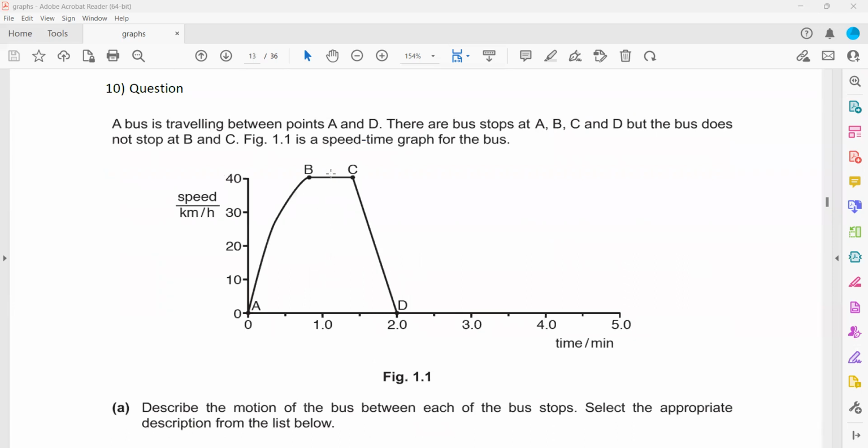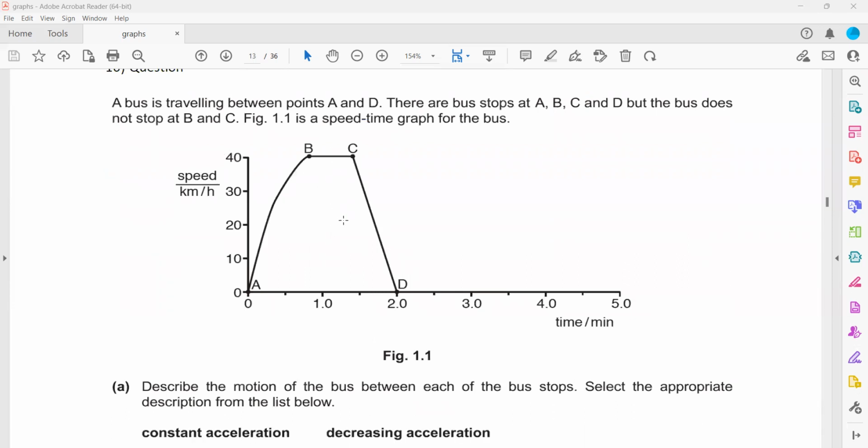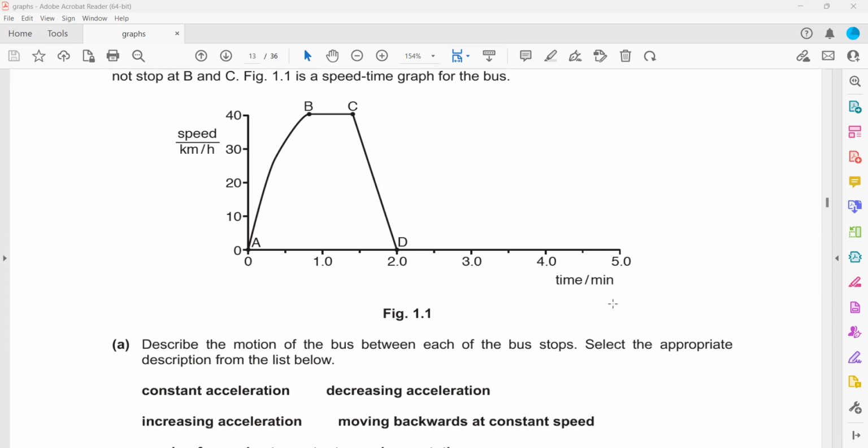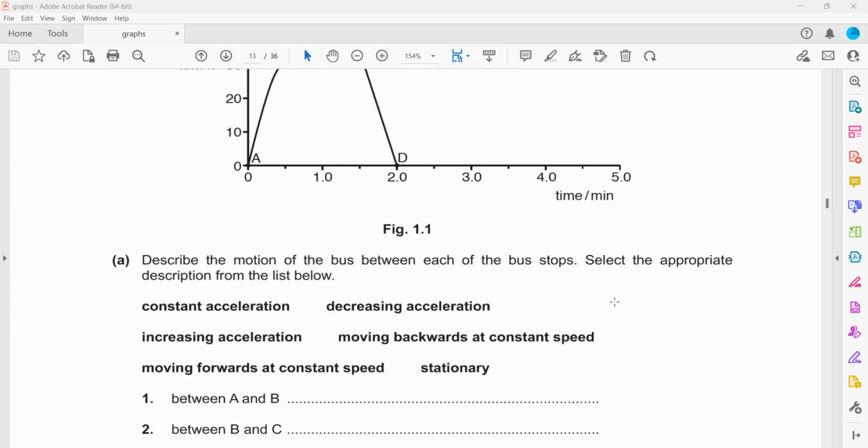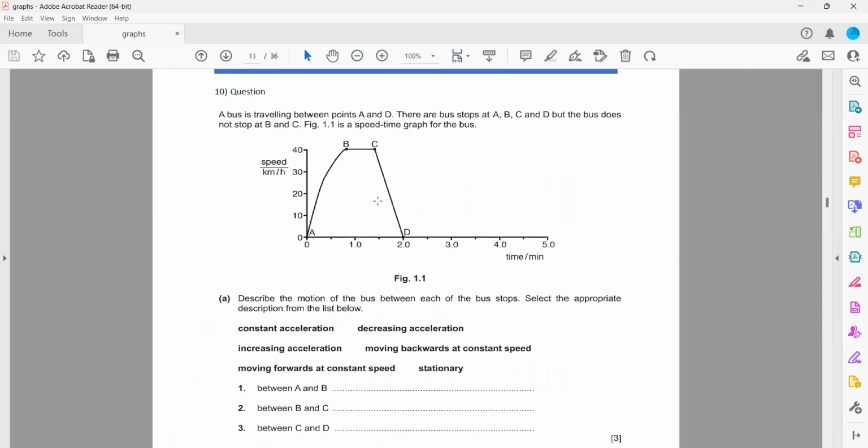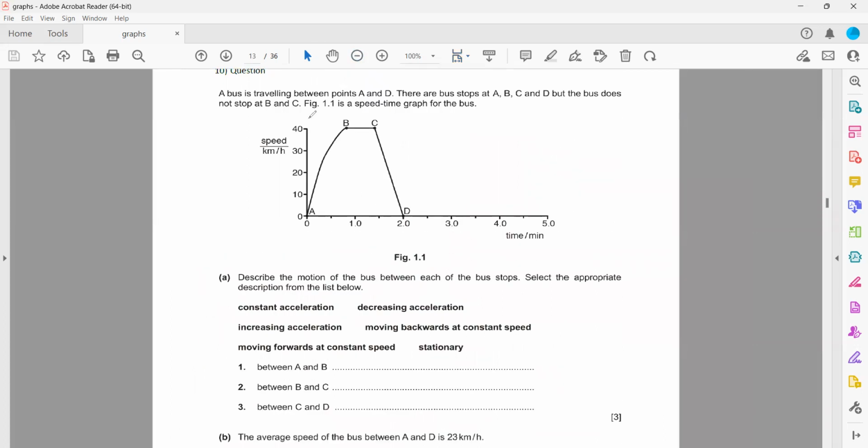Then, a bus is traveling between the points A to D, and there are bus stops at A, B, C, D, but the bus does not stop at B and C. A speed-time graph is given. Describe the motion of the bus between each stop. From A to B, what is happening?